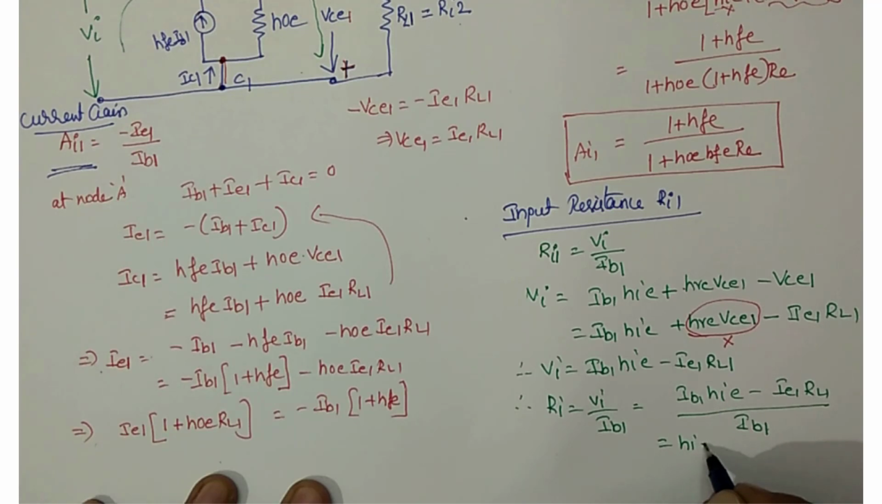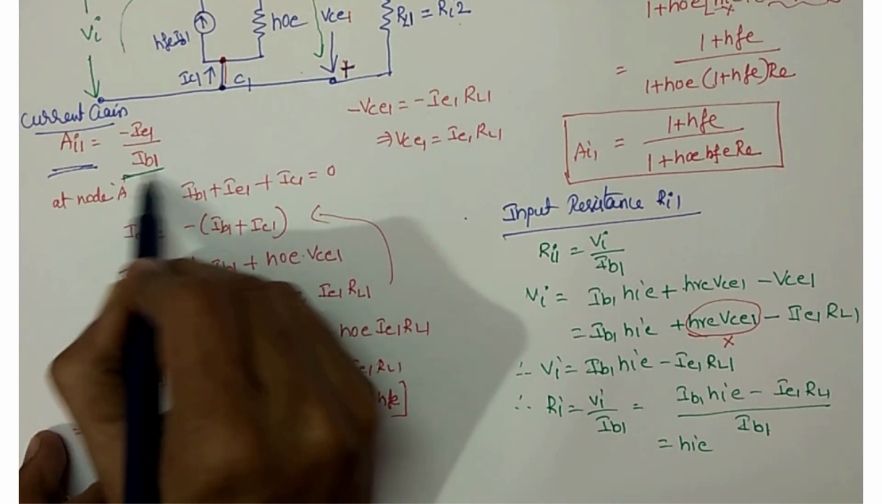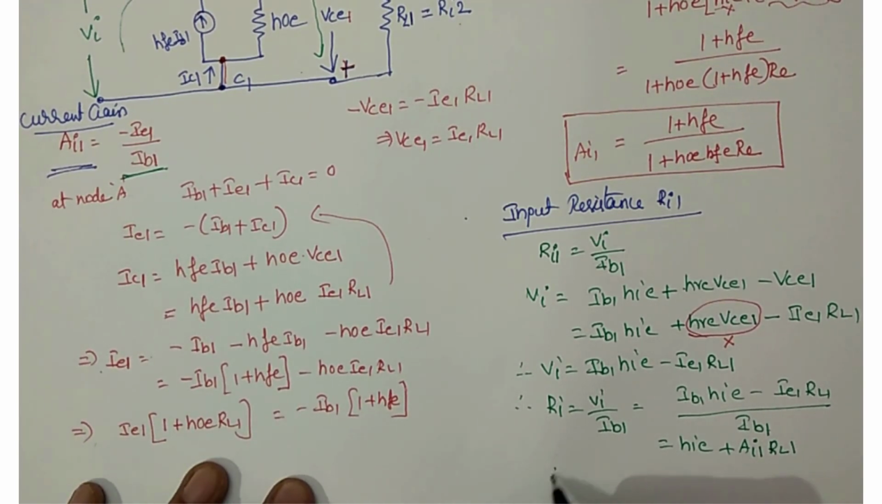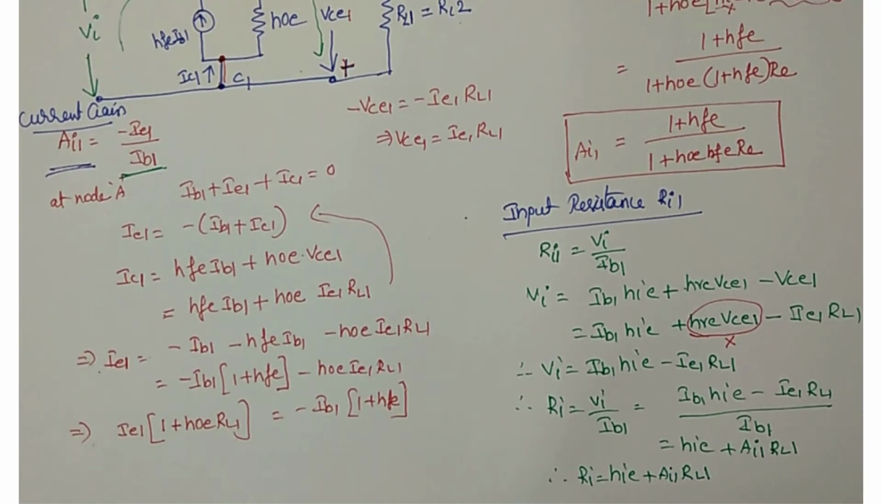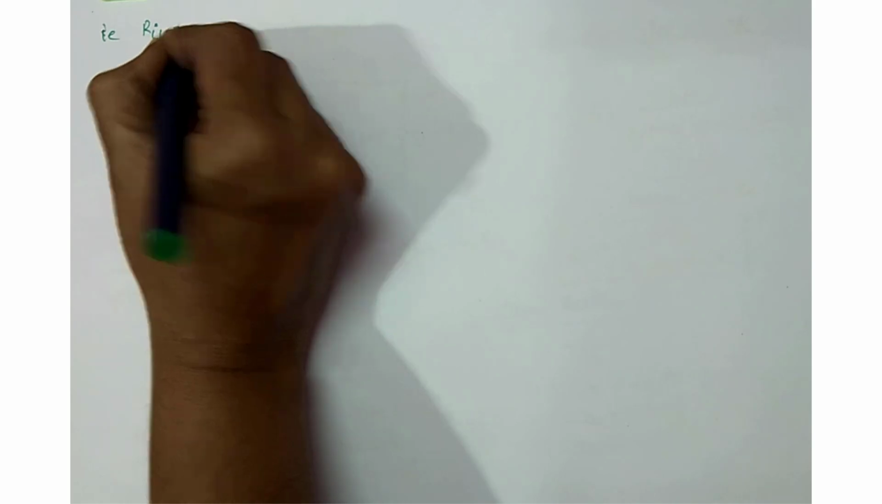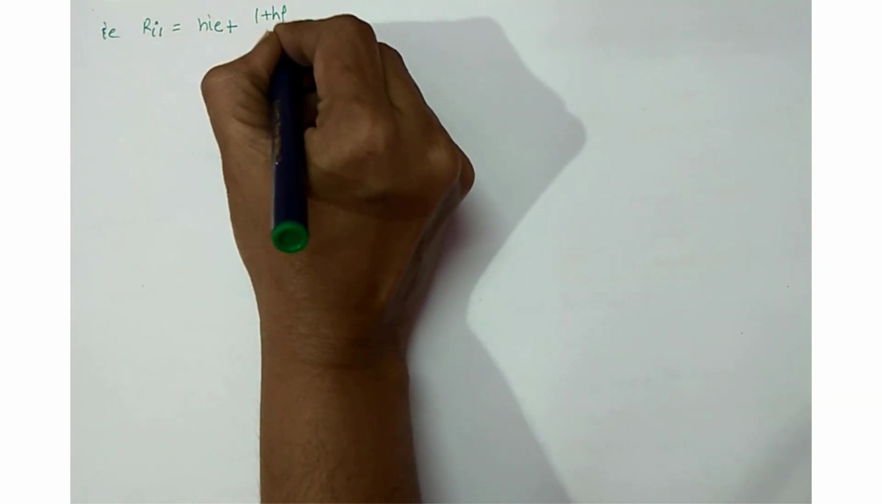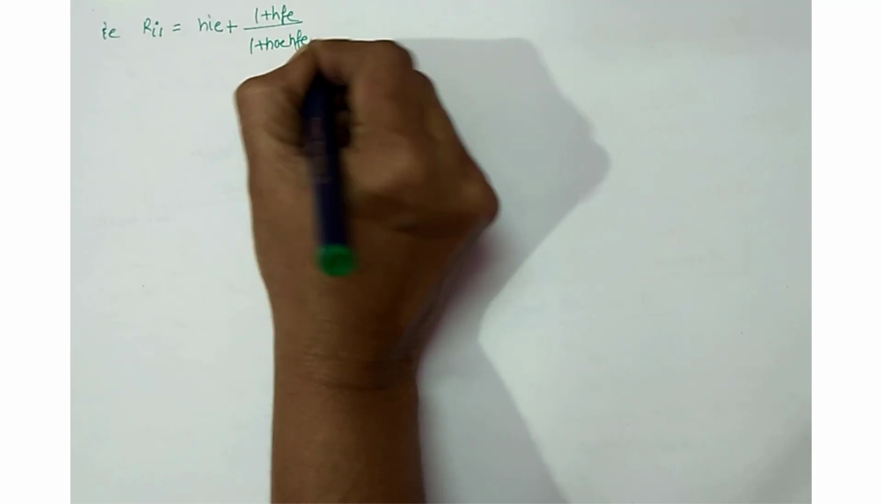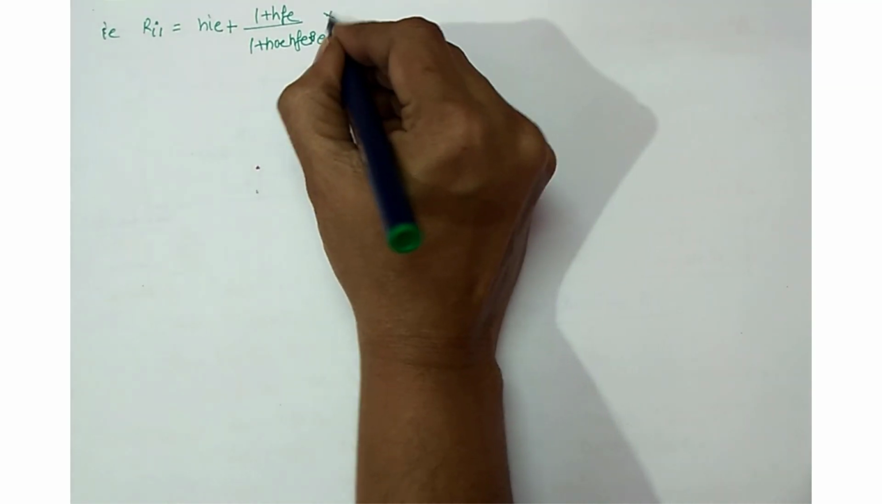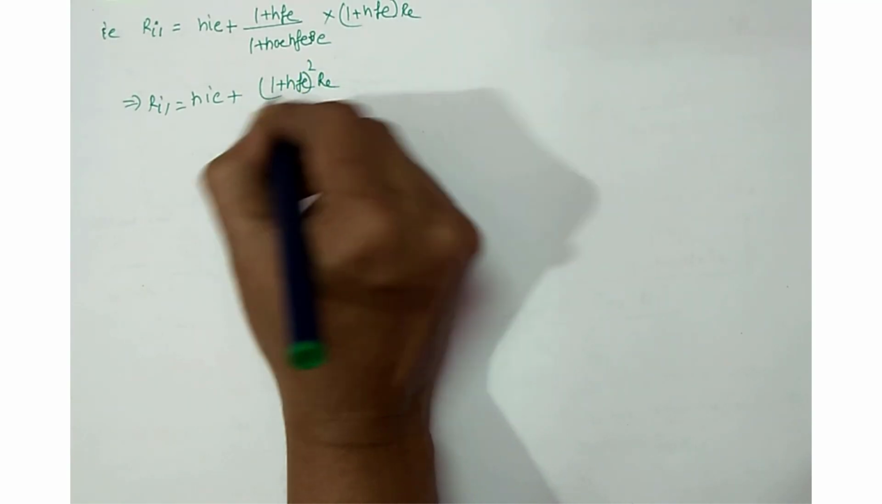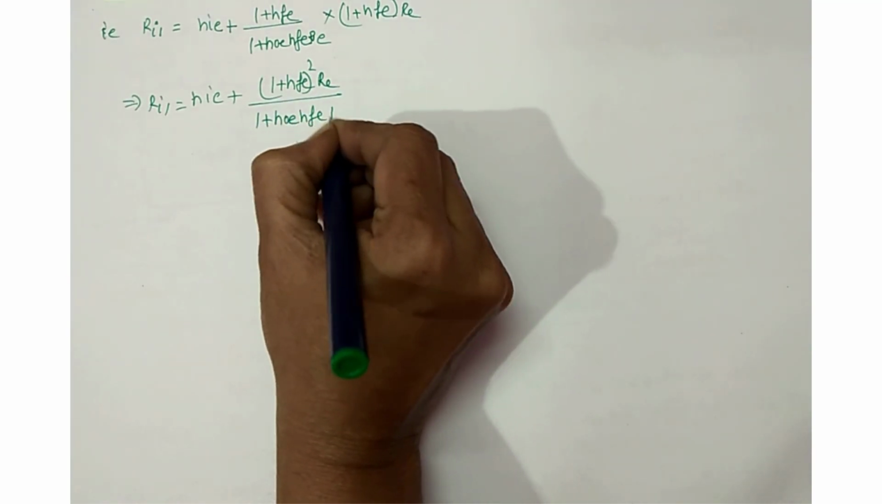So IB1 cancels, HIE, then minus IE1 by IB1. Yes, we already know it is AI1. So HIE plus AI1 into RL1. Therefore, Ri1 is equal to HIE plus AI1 into RL1. What is AI1? AI1 is 1 plus HFE by 1 plus HOE HFE RE into 1 plus HFE RE. So totally your Ri1 is HIE plus (1 plus HFE) whole square into RE by 1 plus HOE HFE RE.